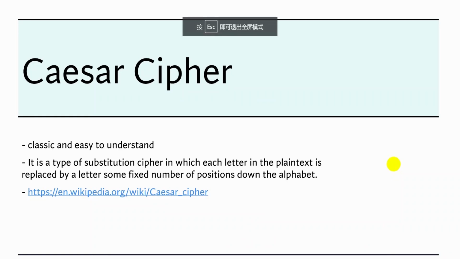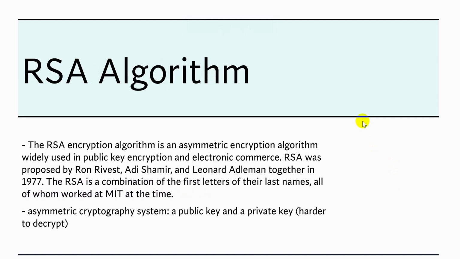And then for the RSA algorithm, it's an asymmetric cryptography system, which means it has a public key and a private key. The public key is online and everyone can see it, but the private key is only for ourselves. This makes it harder to decrypt. The RSA algorithm is very popular in modern cryptography. It's what banks use to keep our communications safe. The letters R, S, and A come from the last names of the three people who invented the RSA algorithm.